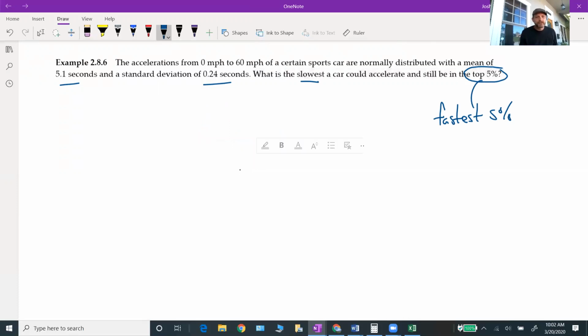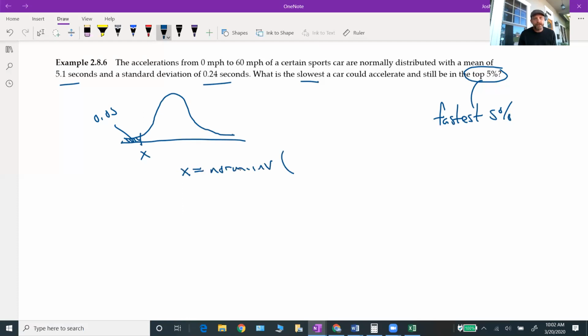In context, when we say top 5%, we want this down here, right? Top 5% means the time is lower than 95%, right? And so this area is 0.05, and we want that value. Okay, so we want a value from a given area. So that's, again, norm inverse, 0.05.